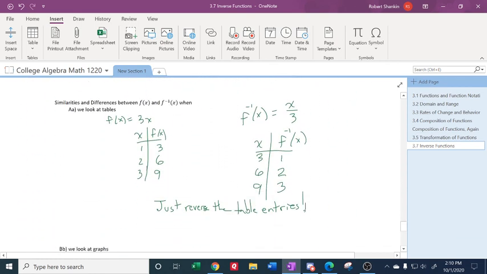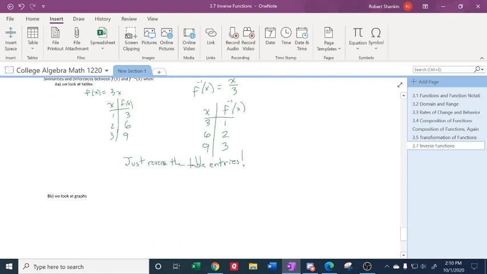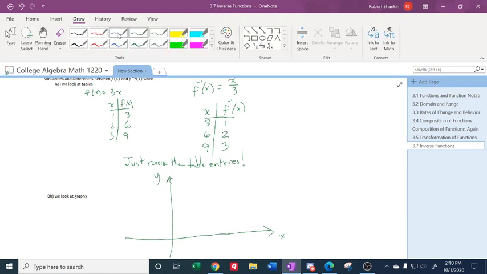Okay. Now, when you look at graphs, what does it do to something when you have interchanged the x and the y? Let's look at the graph. So let's take this one. This.